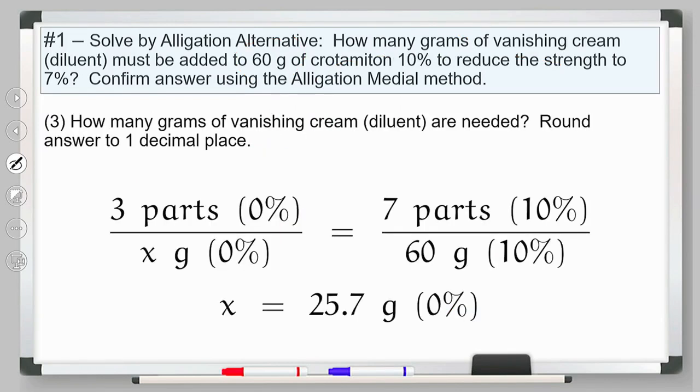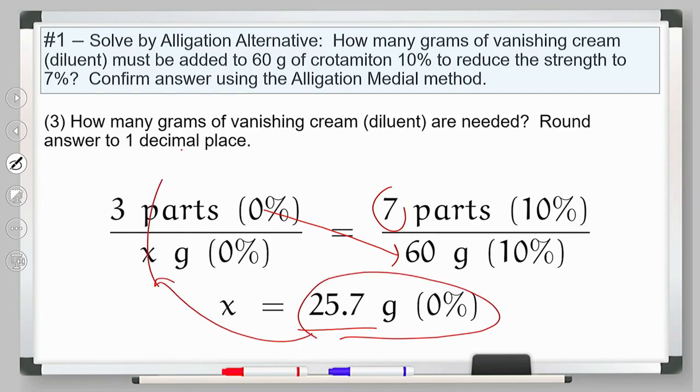So again, I had 3 parts over X equals 7 parts over 60. So 3 times 60, cross multiplying, and then divide by the 7, gave me 25.7 grams. And that's the answer. That is the weight of my vanishing cream that I was trying to solve for. Did I have any C's and Q's in that at all? No algebra. There was no algebra to that, essentially, other than this last cross multiply thing.